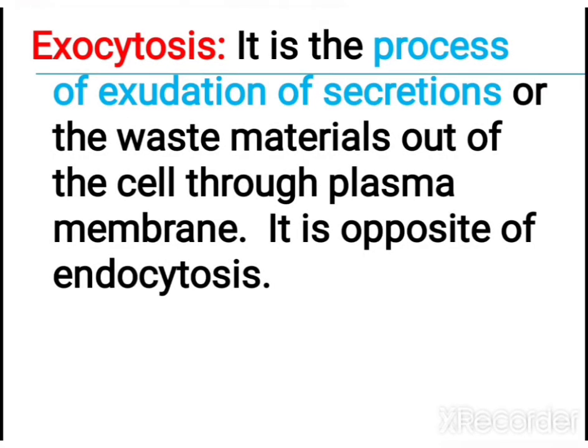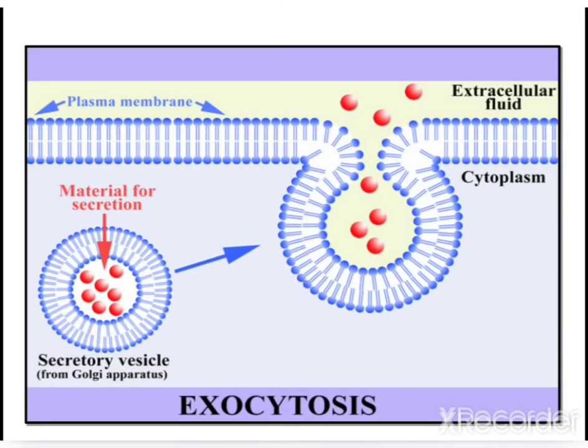In the case of exocytosis, that is exudation of secretions, meaning sending out of materials, you call that exocytosis. Exo means going out. It is opposite to endocytosis. So here, can you see the material? It is sent out. That you call exocytosis. Sending out is exocytosis. Coming inside is endocytosis.